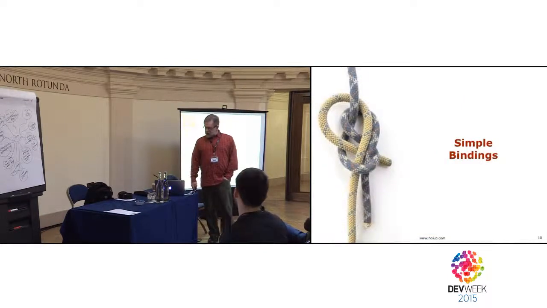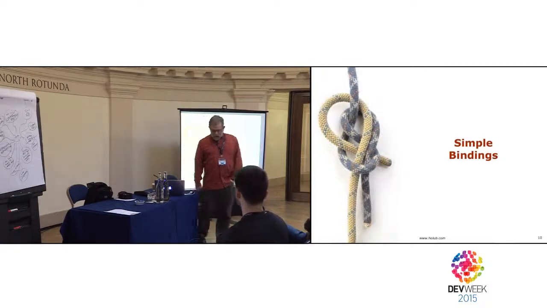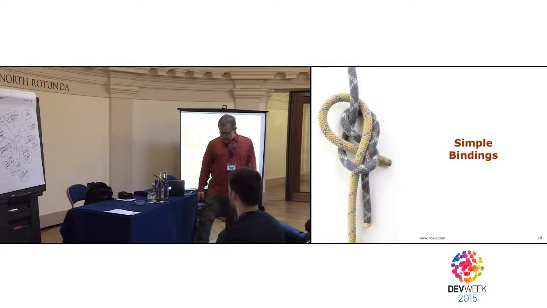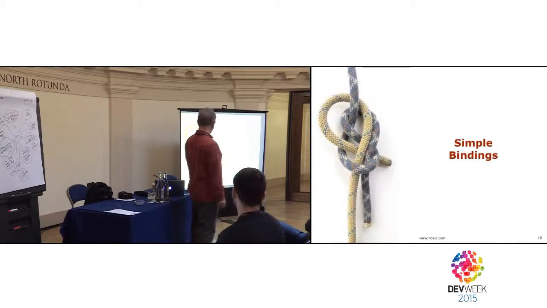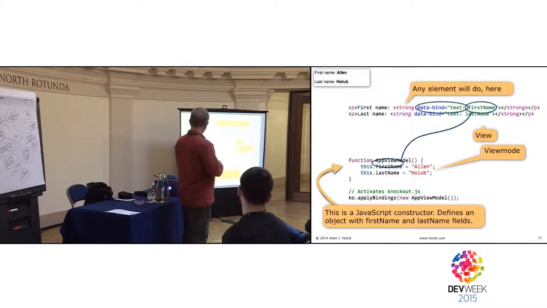So let's look at how all this works. Knockout is based on a system of things which it calls bindings. Here is the simplest binding in the Knockout world. Here's what we're displaying. This is what you see on the screen. So I've got two simple HTML elements. Inside them is a sub-element. In this case, it happens to be strong, which puts it in boldface. This could be anything, though.